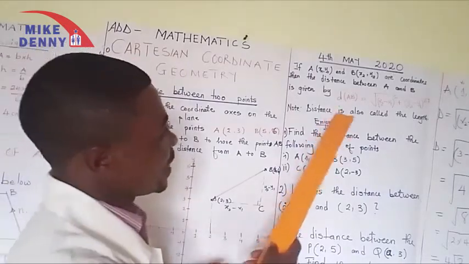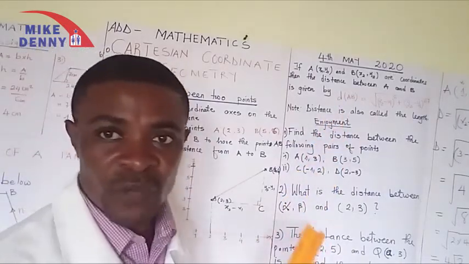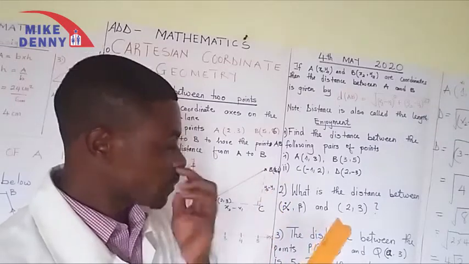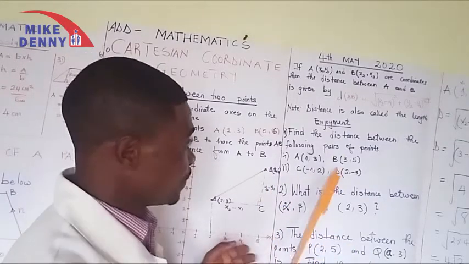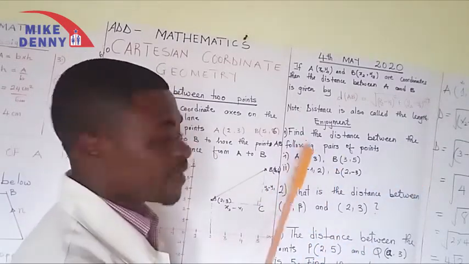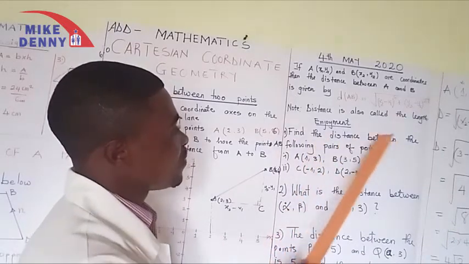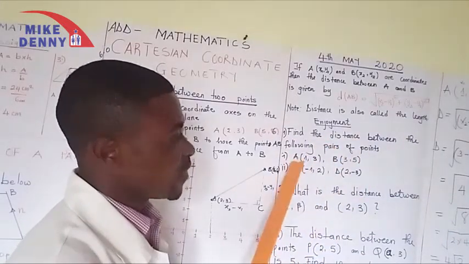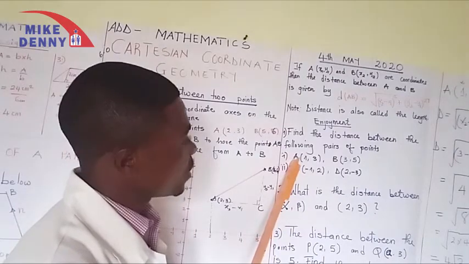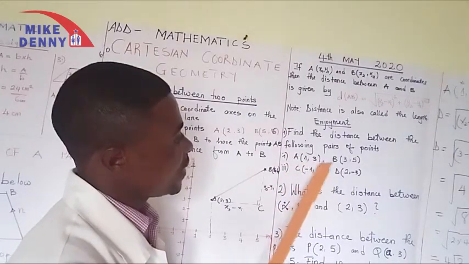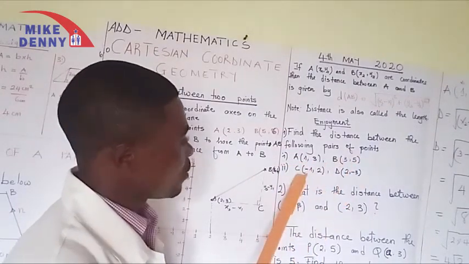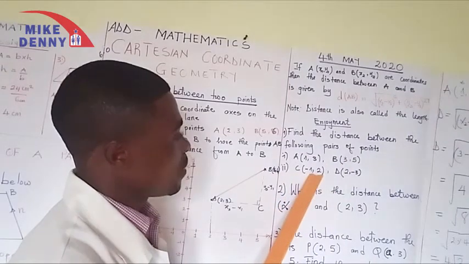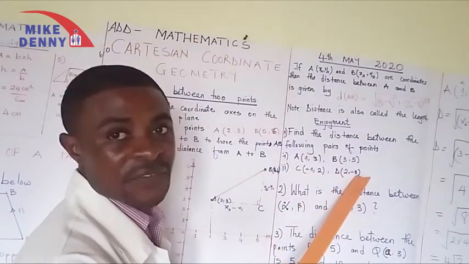So we have that remark, and now we are moving to the exercise. For our exercise, I'm going to read them, and we'll progress from there. The first exercise says you should find the distance between the following pairs of points. The first one is talking about the points A(1, 3) and B(3, 5). The second pair of points we have C(-1, 2) and D(2, -3).